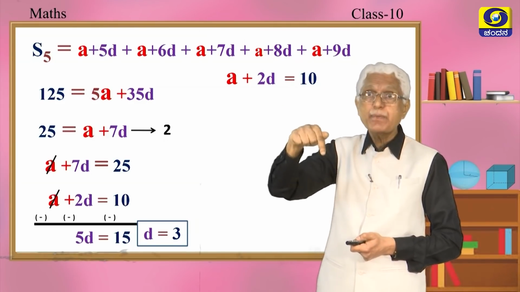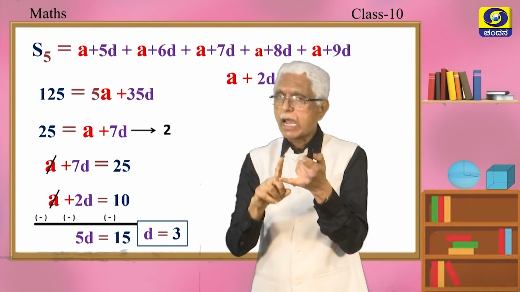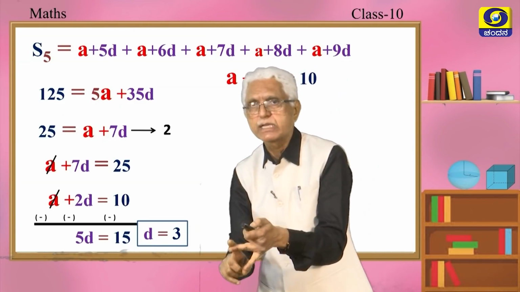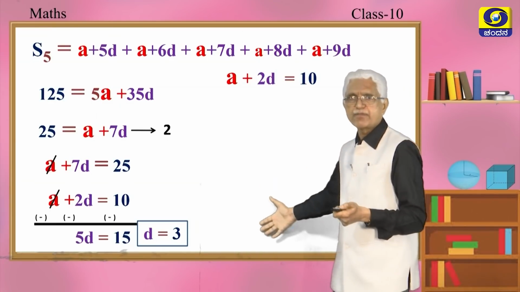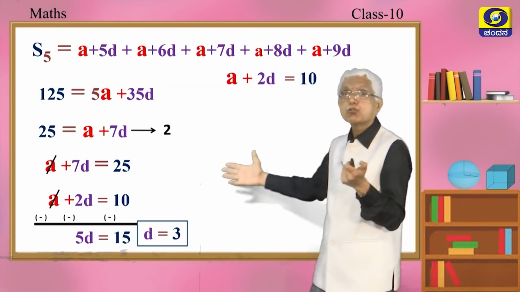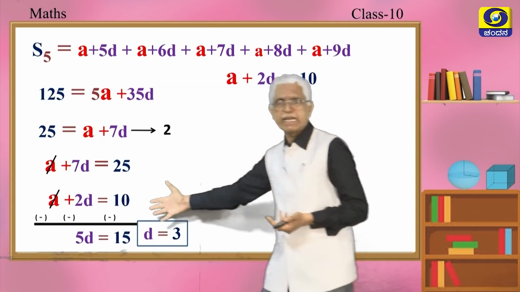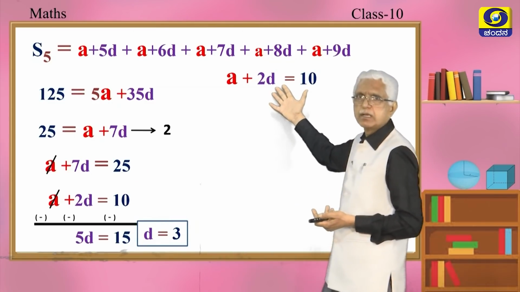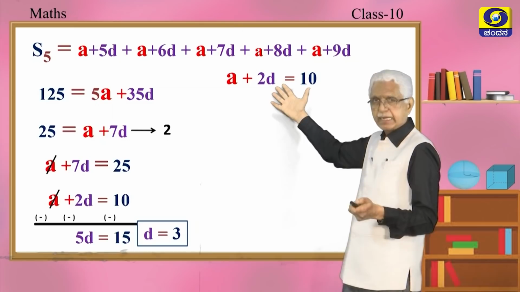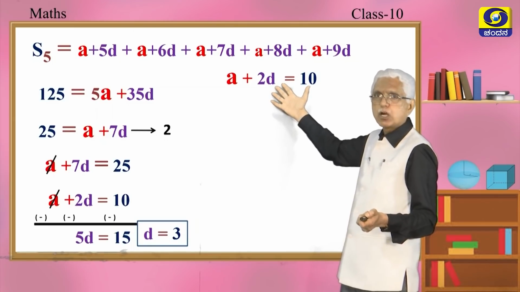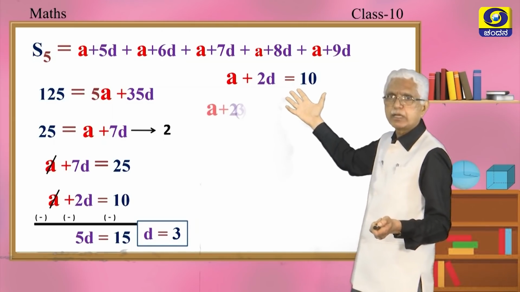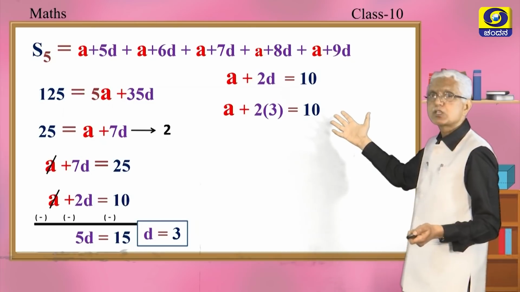To write the AP, I should know the first term and the common difference. Just now I found out the common difference, but I do not know the first term. So, I will take any one of the equation. I will take a plus 2d is equal to 10. Observe, I take a plus 2d. That is a, I do not know, right? I do not know a, I write it as it is, plus 2 into d.